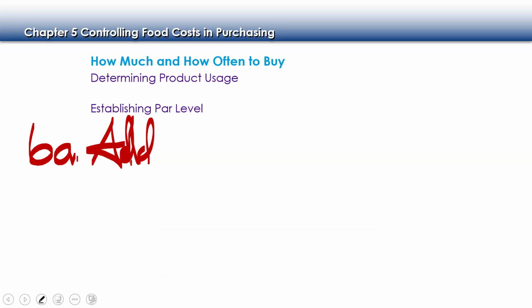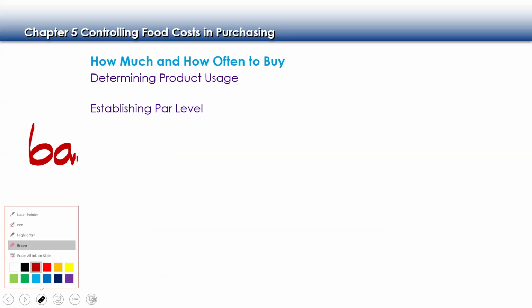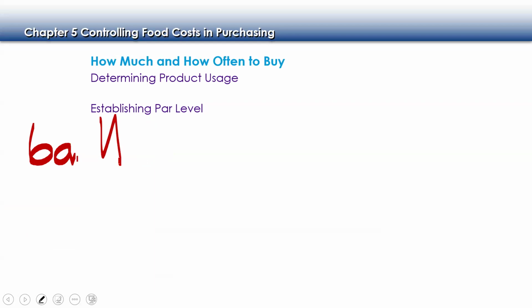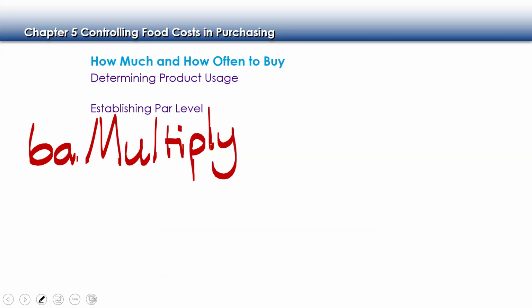No, I take that back. So sorry. Hold on. All we have to do is multiply. 6A is multiply. Okay? 6B is add. If we use the same thing every day, just multiply that number by how many days we have. If it's different, we just have to add it up together, okay?